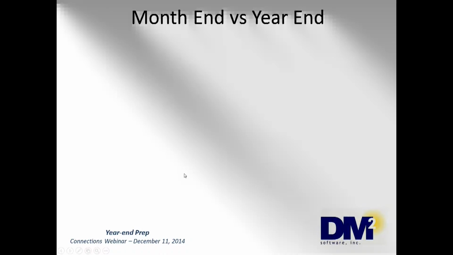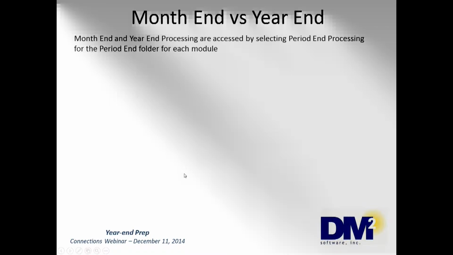So let's go ahead and now move on to month-end versus year-end. Month-end and year-end processing are accessed by selecting period-end processing in the period-end folder for each of the modules. So there is not a different selection. You're still just going to select period-end processing.